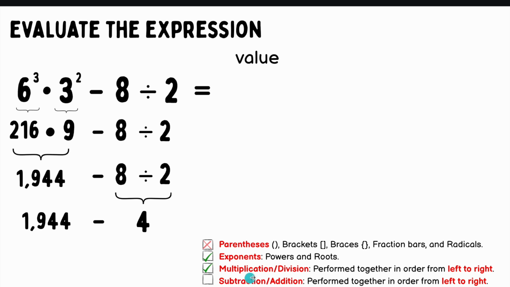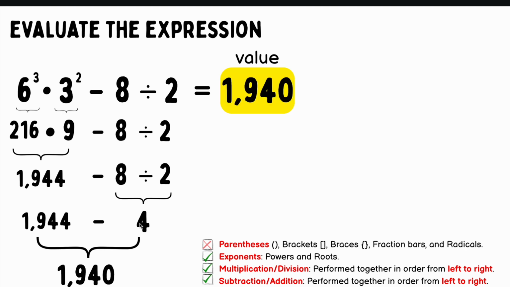We notice we have subtraction or addition from left to right. I notice we have subtraction. 1,944 minus 4 equals 1,940. The value of this expression is 1,940.